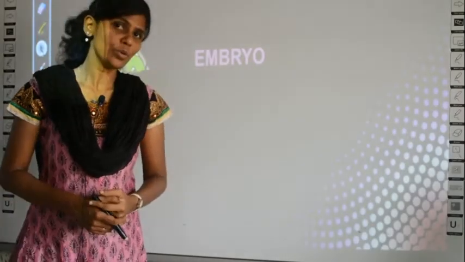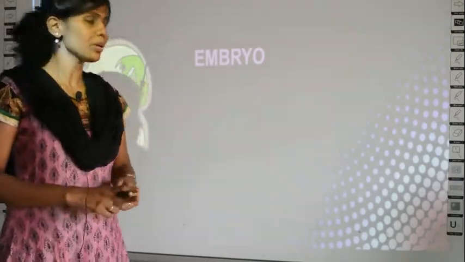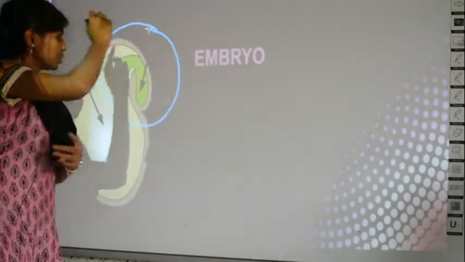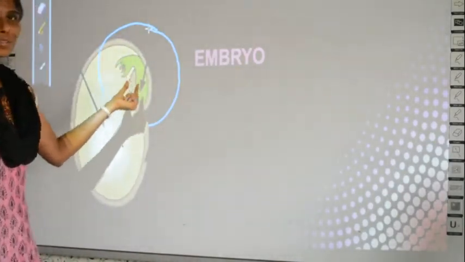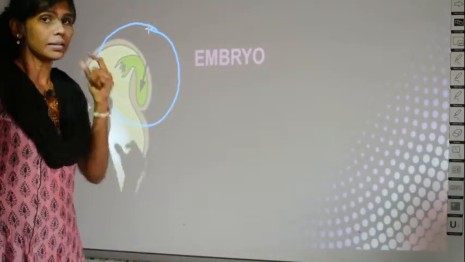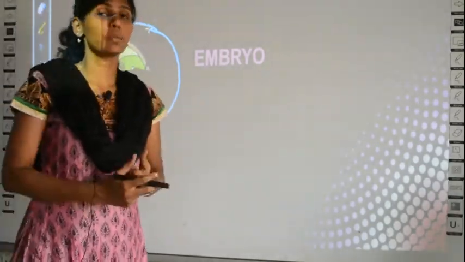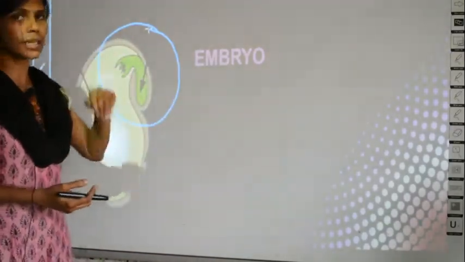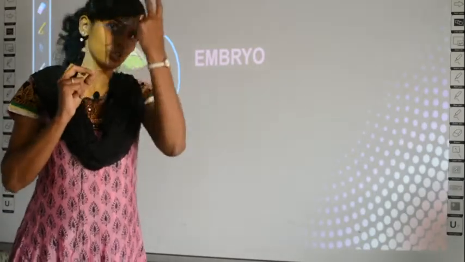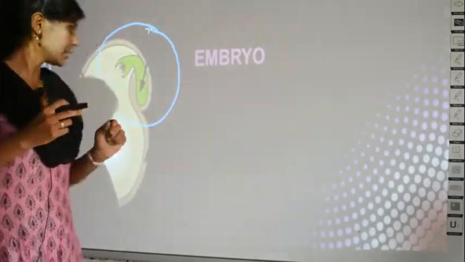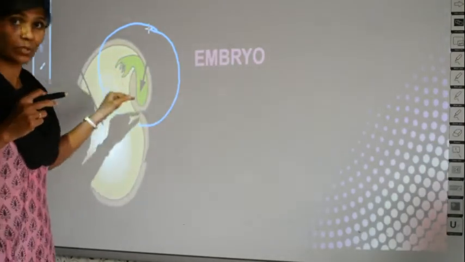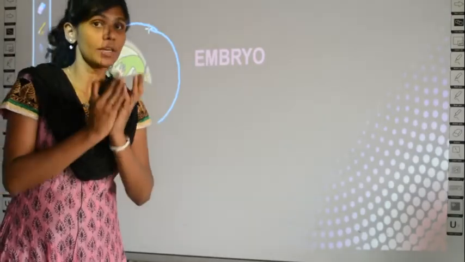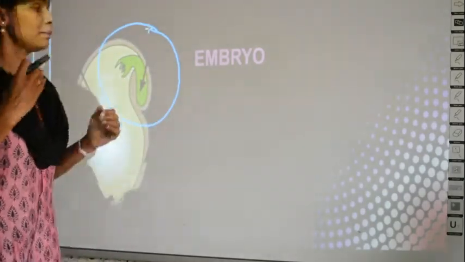Next we learn about the embryo. Which is the embryo here? The embryo is this portion, which has this green color region. What is this green color region? This green color portion is the one which is going to become a root or a shoot. When you sow the seed inside the soil, you will get roots and shoots, right? From where does it come? It doesn't come from the center, it comes from this region. This region which is about to develop into a root or a shoot is called the embryo.